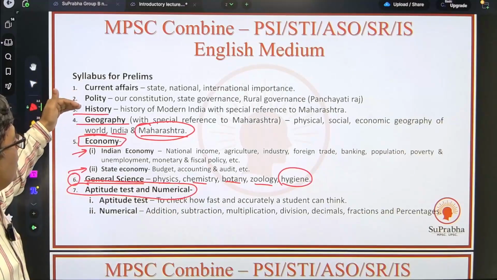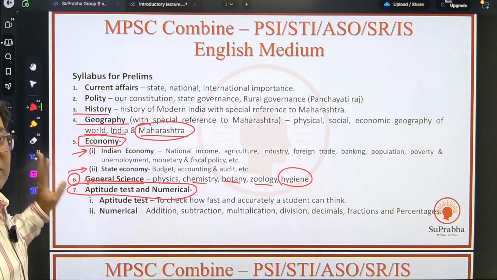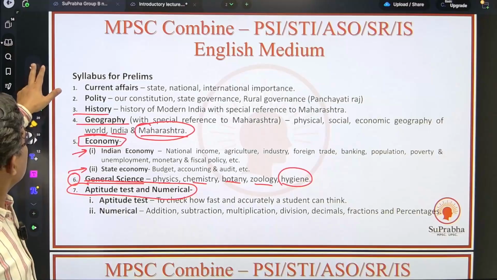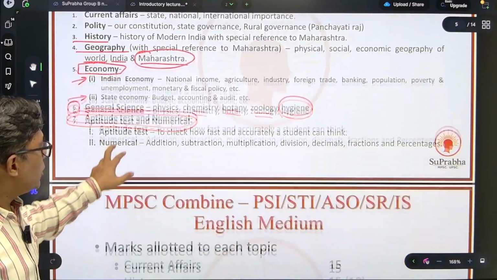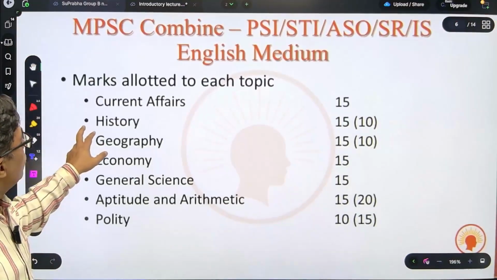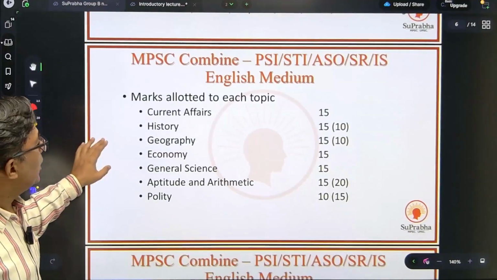Current affairs, polity, history, geography, economy, general science, and aptitude. Now, what is the distribution? Now, this is a very rough distribution of how many questions and marks are allotted to each one.